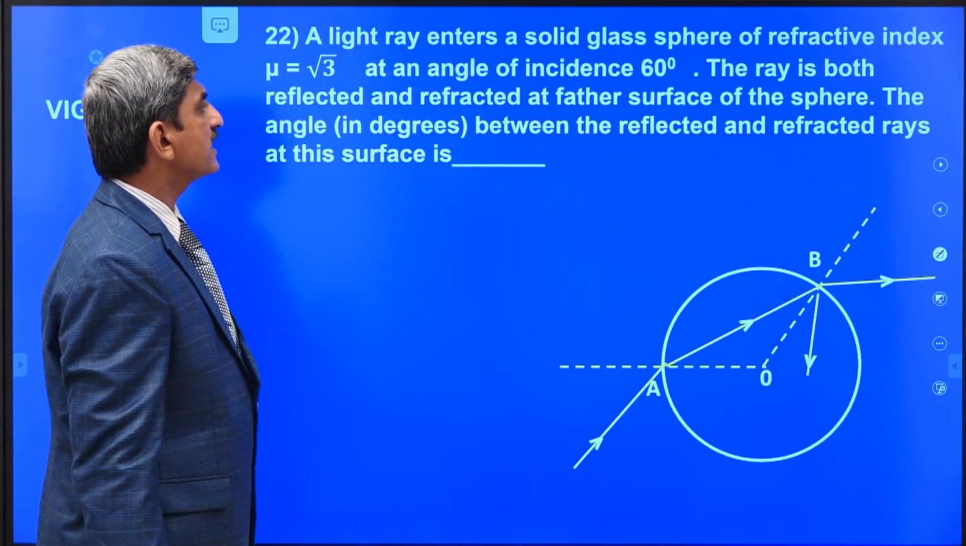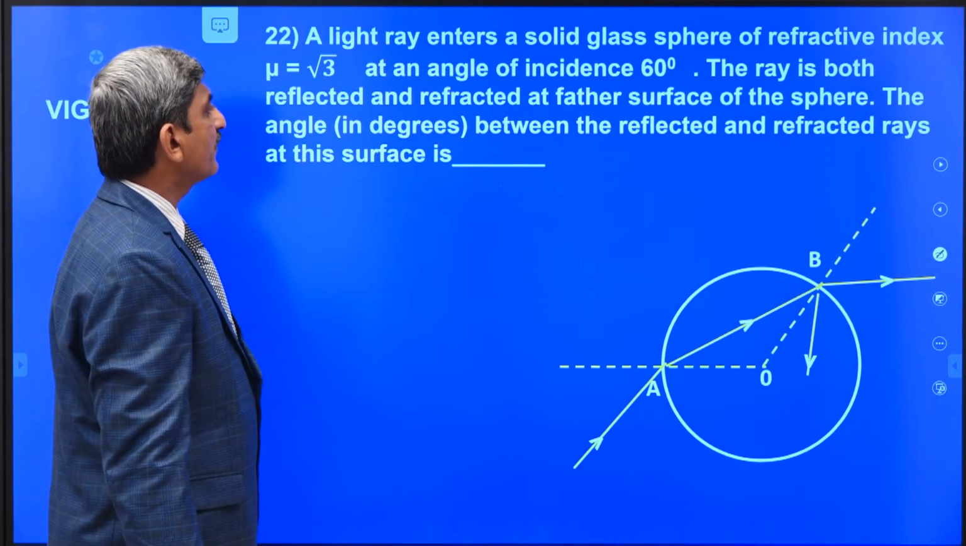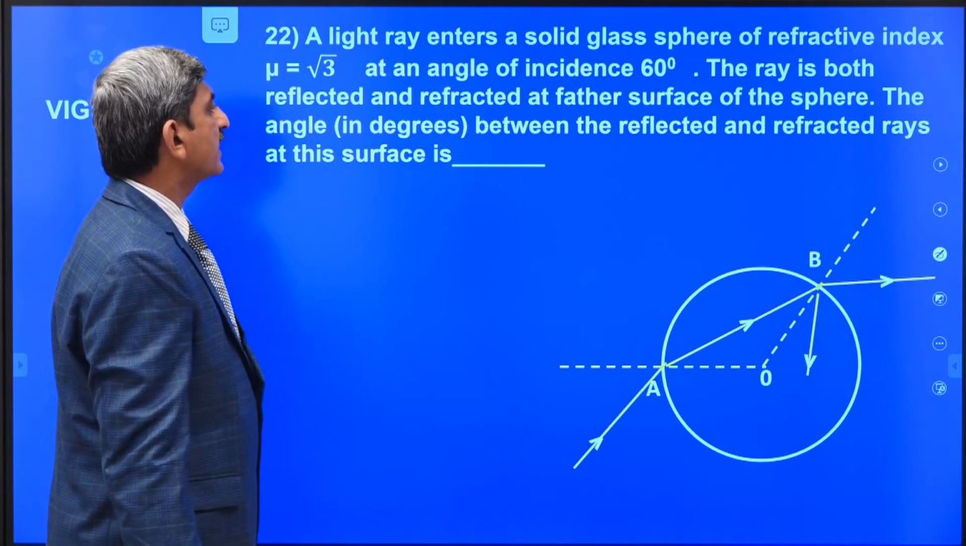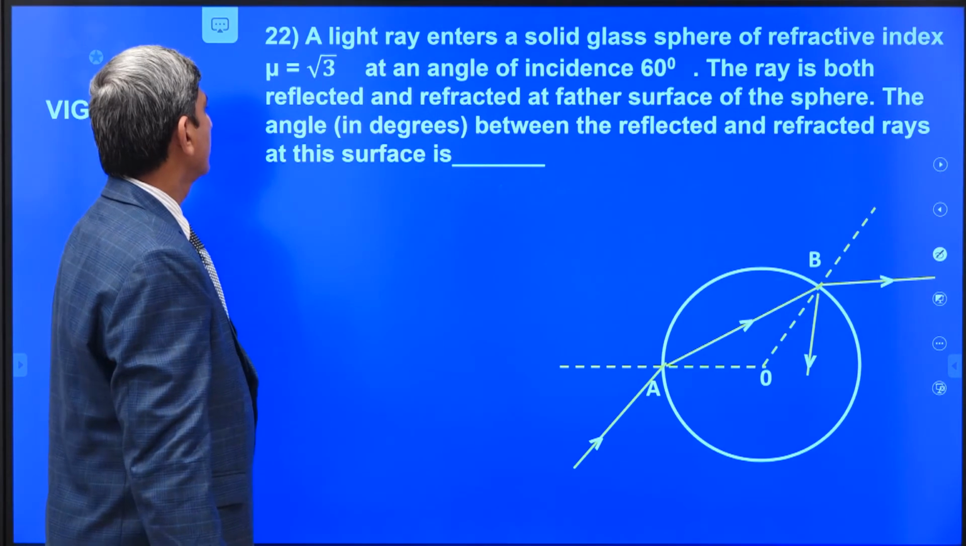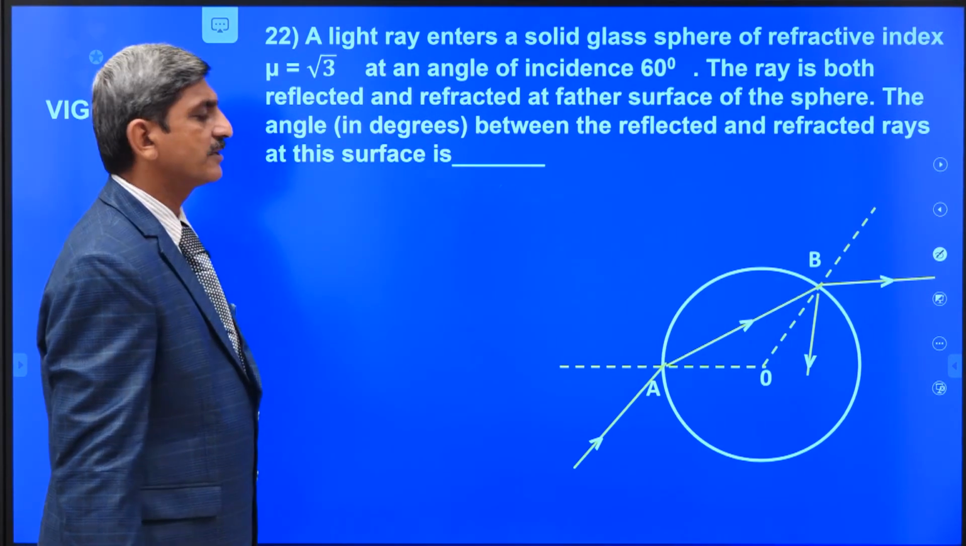A light ray enters a solid glass sphere of refractive index mu is equal to root 3 at an angle of incidence 60 degrees. The ray is both reflected and refracted at the farther surface of the sphere. The angle in degrees between the reflected and refracted rays at this surface is dash.